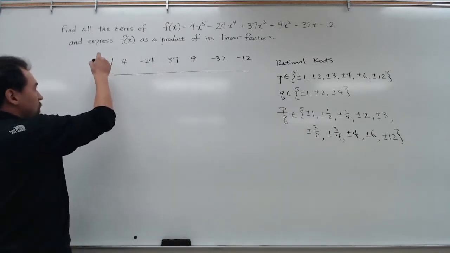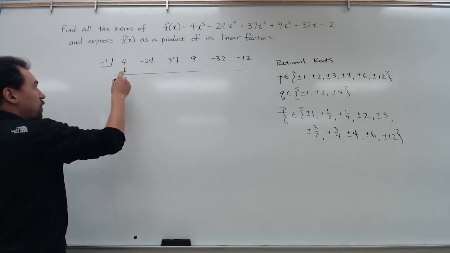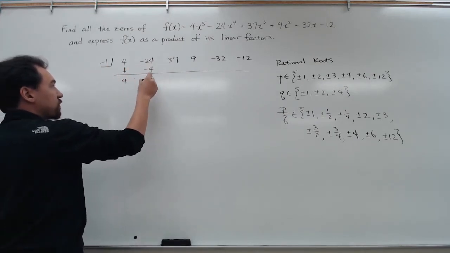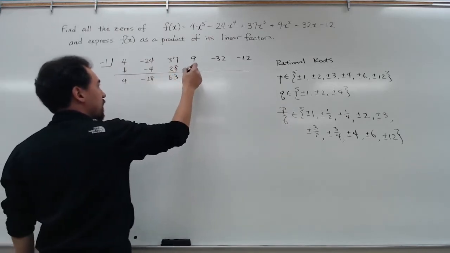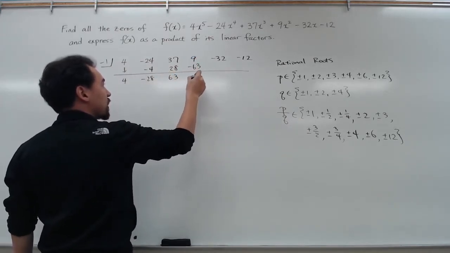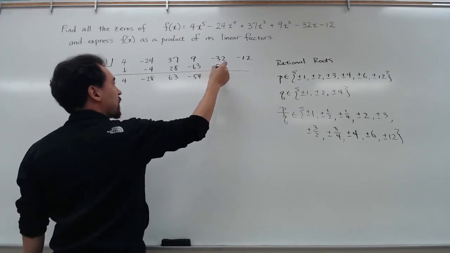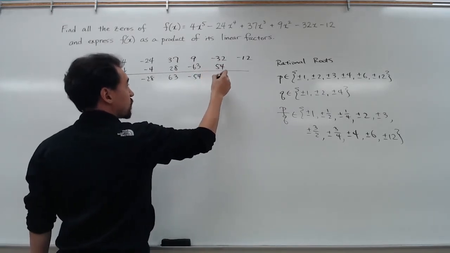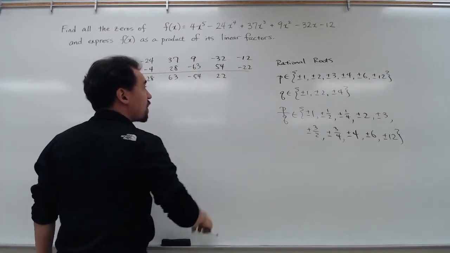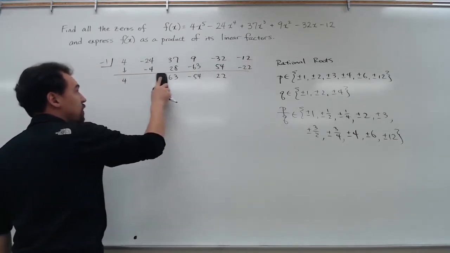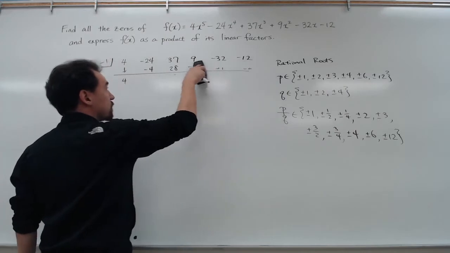So the next number I'm going to try is negative 1. So we'll go 4, negative 4, negative 28. Multiply. That's kind of big. It's 63 times negative 1. That gets me negative 54. Then multiply by negative 1. And add that together. That should be 22. Subtract 22 gets me not 0. Okay, so negative 1 is not going to work.